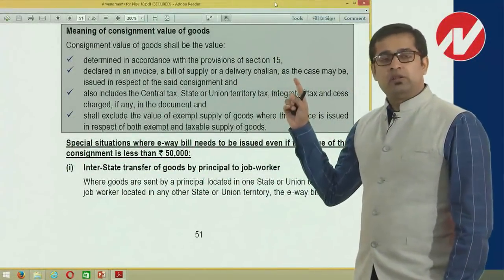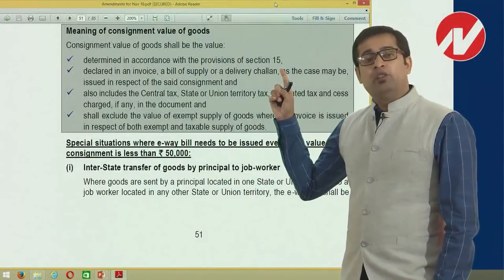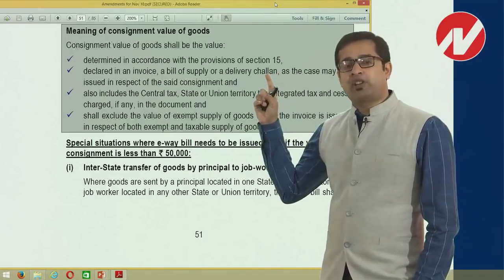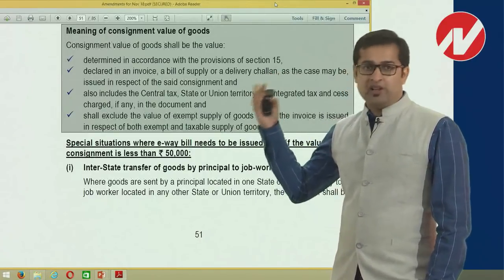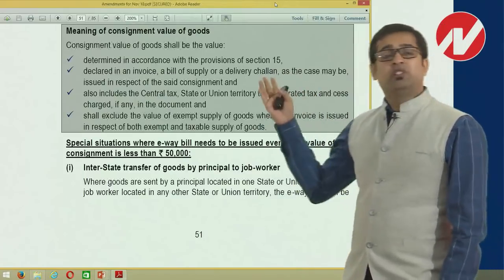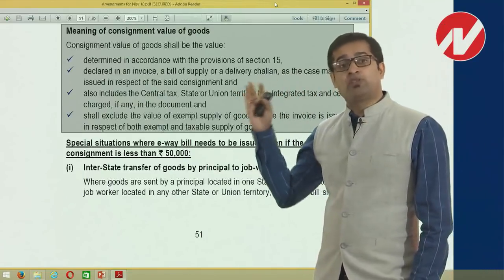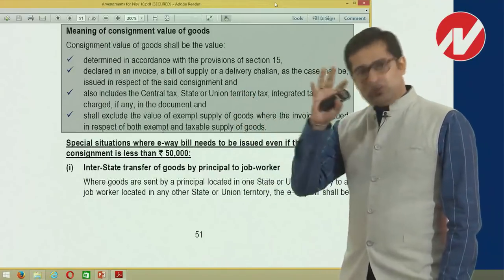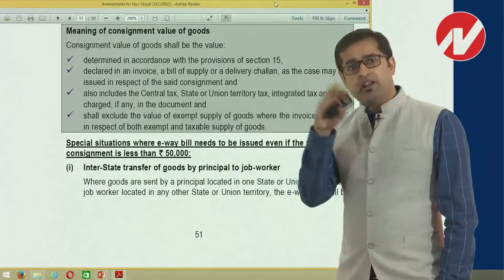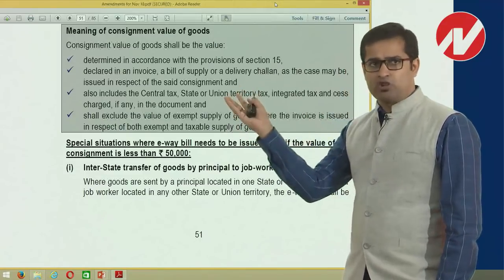Now, as discussed, the first point is that value shall be determined as per the provisions of section 15, the transaction value concept. But there are a few more points we need to keep in mind. Value shall be the same value declared in the invoice, bill of supply or delivery challan, as the case may be. So technically, the value of goods written in the invoice should be the same in the e-way bill, which is logical.